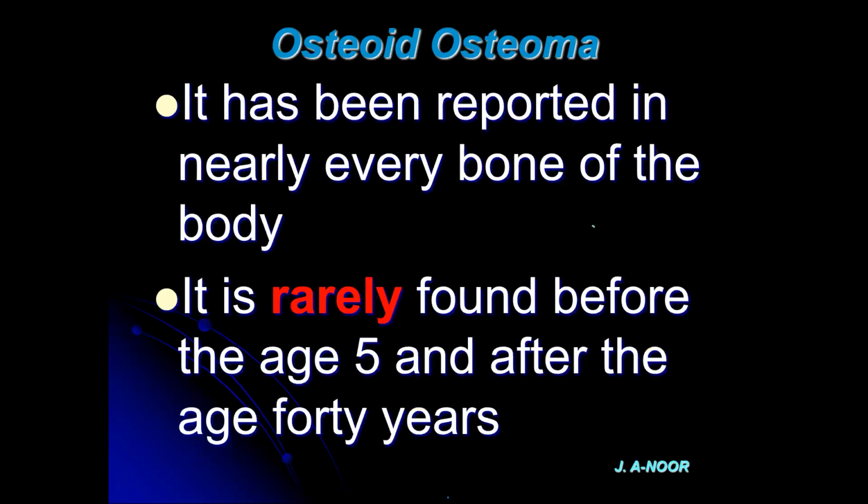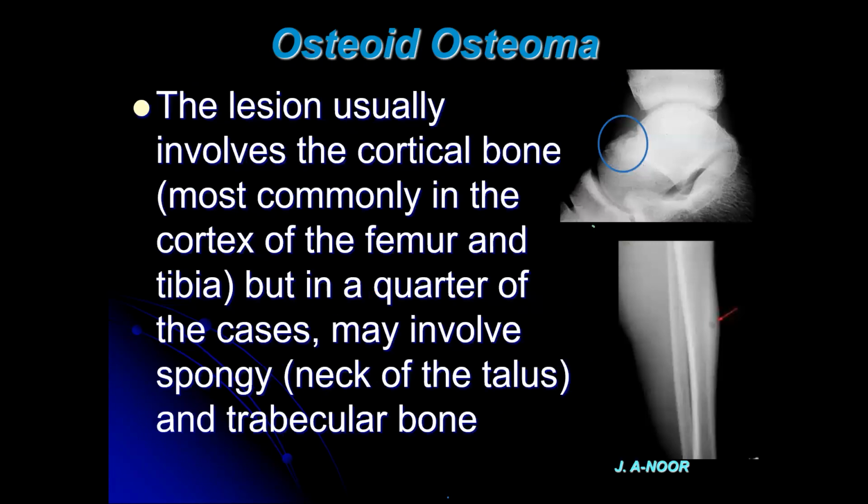It has been reported in nearly every bone of the body. It is rarely found before the age of 5 and after the age of 40 years. The lesion usually involves the cortical bone, most commonly in the cortex of the femur and tibia. But in a quarter of the cases, it may involve the spongy neck of the talus, which is shown over here. I have had several cases of osteoid osteoma occurring in this region.